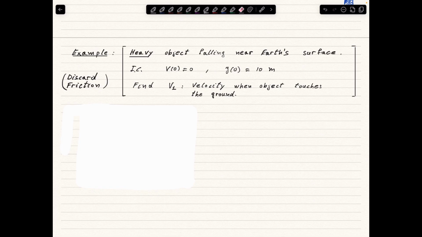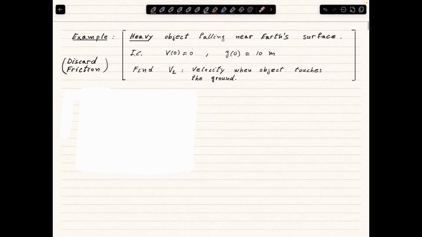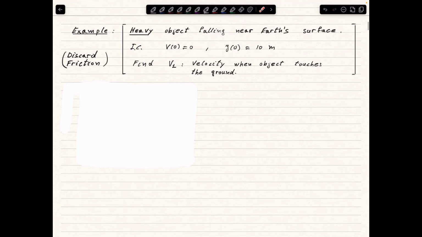So suppose then we have an object falling on the surface of the Earth, no friction here because the object is heavy enough, and suppose we have some initial conditions. Initial velocity 0, for example, when the pen starts falling from the desk, and initial position 10 meters from the ground. It's a very tall desk. Find the velocity v1, which is the velocity when the object touches the ground. How can we do that? Well, we need to do some adaptation of the ideas we mentioned before about the conservation of energy.